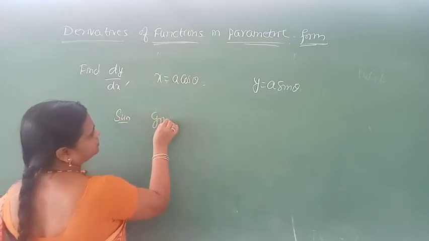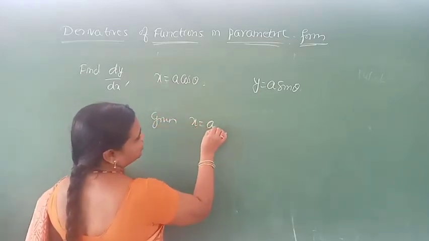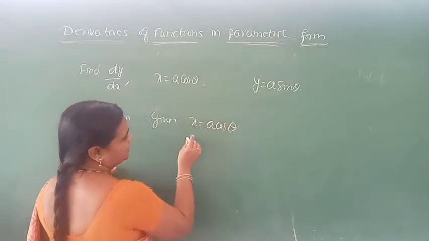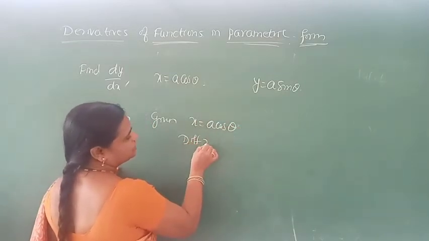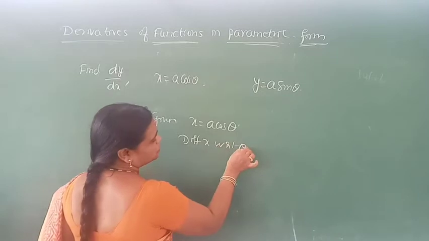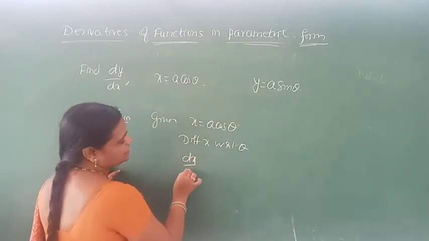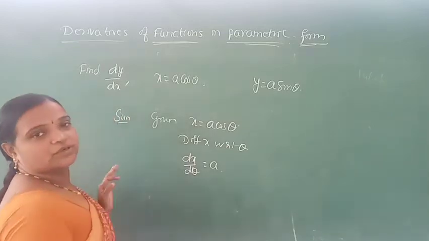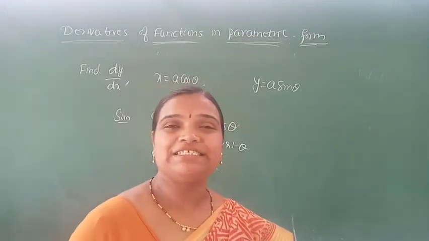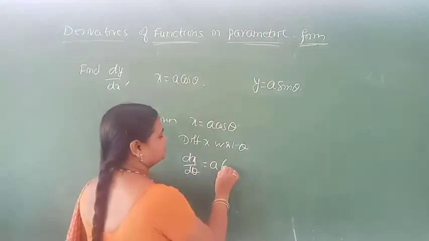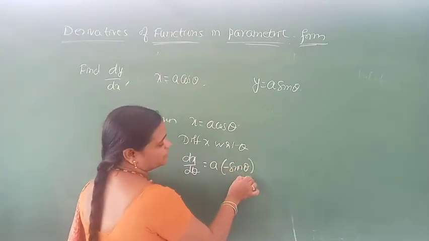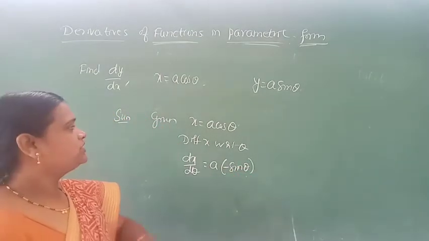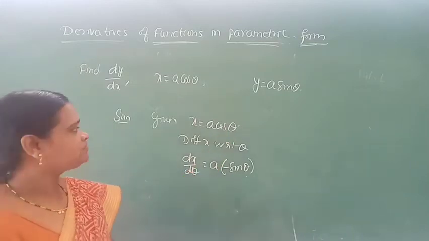Given x is a cos theta, do the differentiation. Differentiate x with respect to theta to get dx by d theta. A as it is, cos differentiation is minus sine theta. Instead of x, we are taking theta because here x is a function of theta.